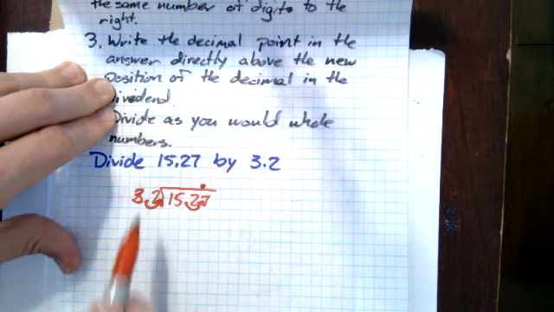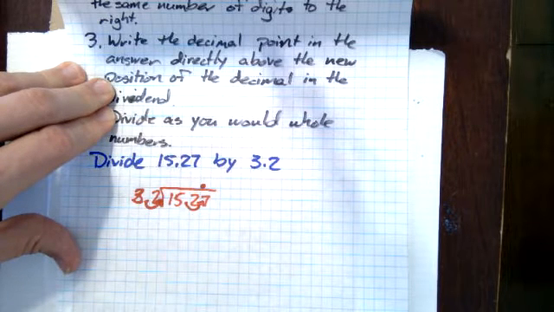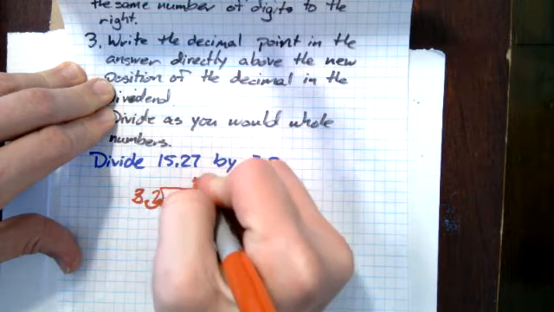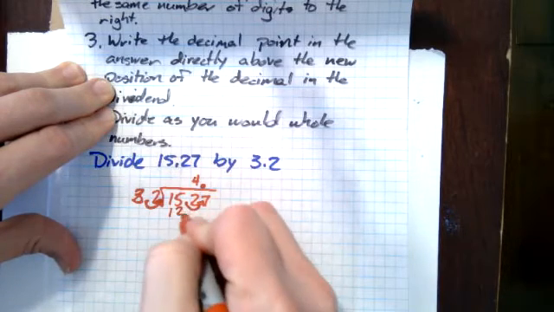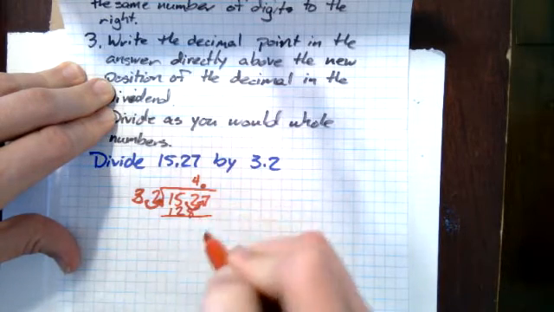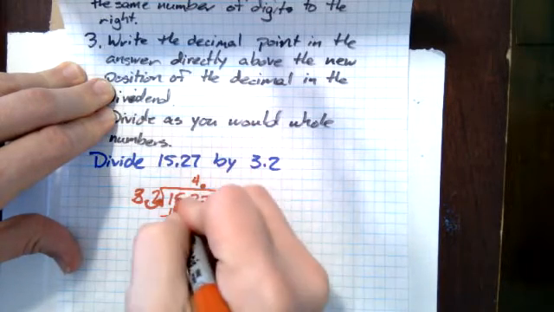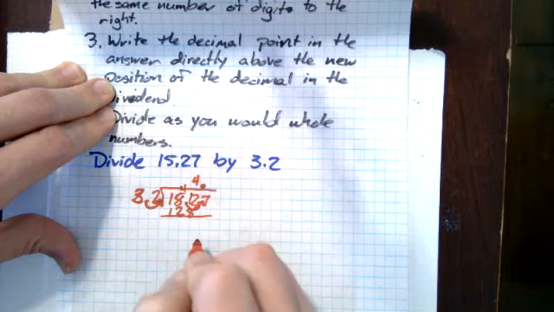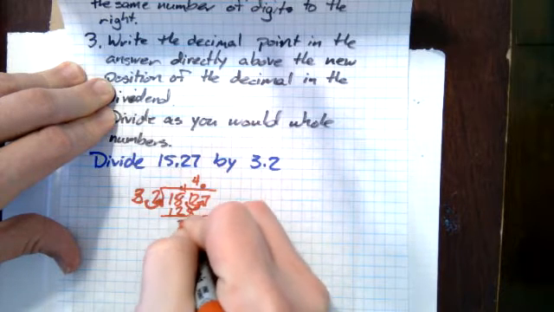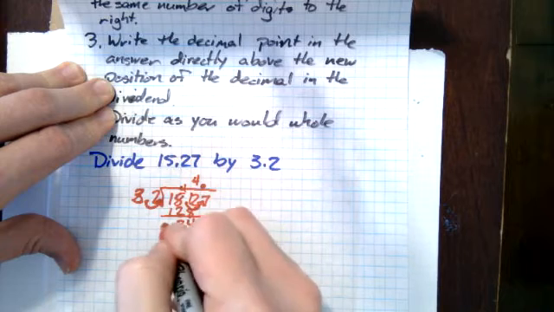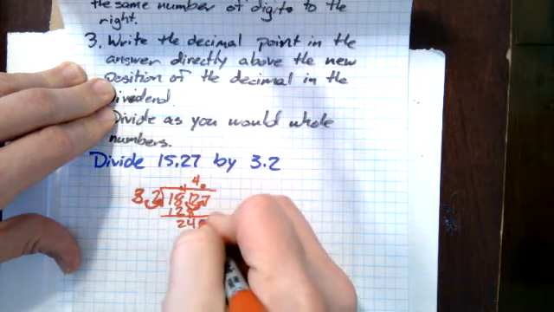And now I want to see how many times 32 goes into 152. Well, 32 times 5 is 160, so it goes in 4 times. 4 times 32 is going to be 128. Subtract, as always. Got a 4, borrow a 1. 12 minus 8 is 4. 4 minus 2 is 2. And 1 minus 1 is 0. So we're good there. And we bring down the 7.